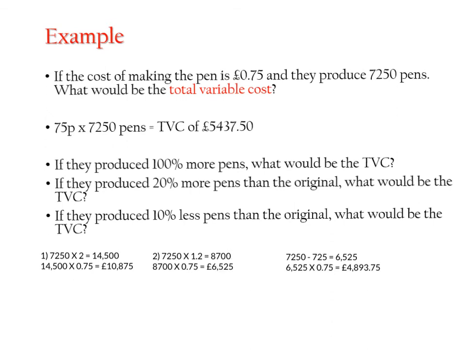The third question, you'd find out what 10% is of the total amount, which would be 725. So 10%, obviously it's a reduction, so 7,250 minus 725, and you'd get an overall output of 6,525. Times that by the 75p, and your total variable cost will be £4,893.75.